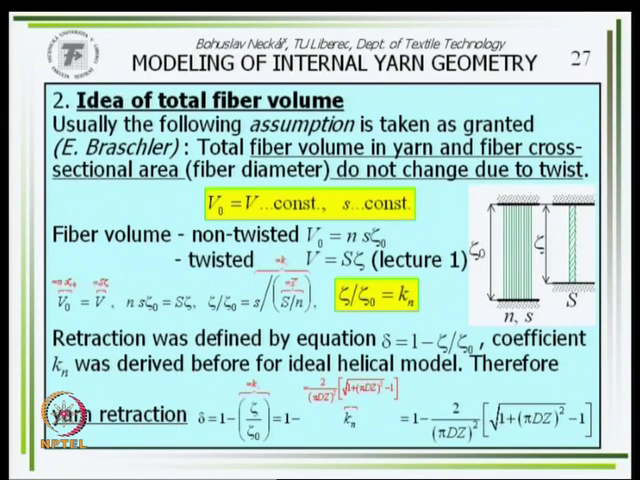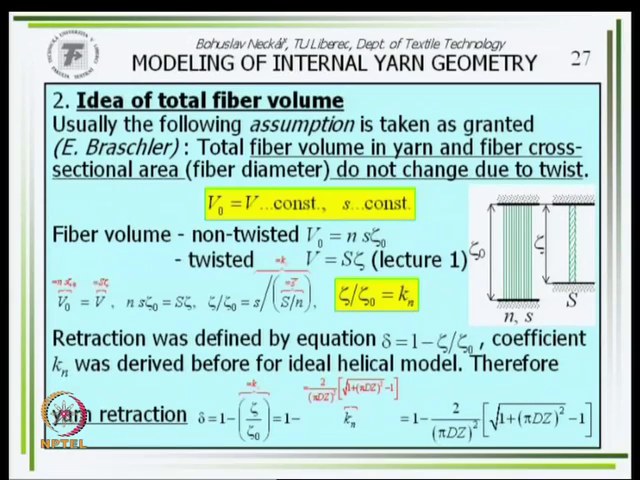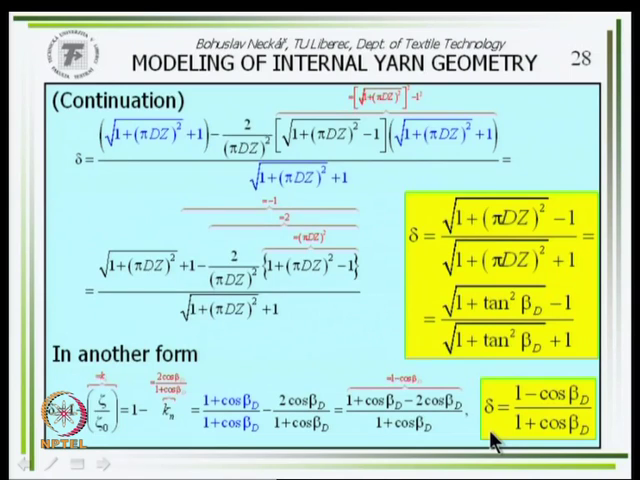How is it now in the ideal helical model with yarn retraction? Yarn retraction delta is 1 minus zeta by zeta 0. It was in the starting slide of the retraction problem. But this is Kn, so it's 1 minus Kn, and we know Kn from the earlier analysis of the ideal helical model, the number of fibers in the yarn cross-section corresponding to the ideal helical model, isn't it? So we can use our derived equation in place of Kn, and we obtain that delta is this here. All other is only rearranging.